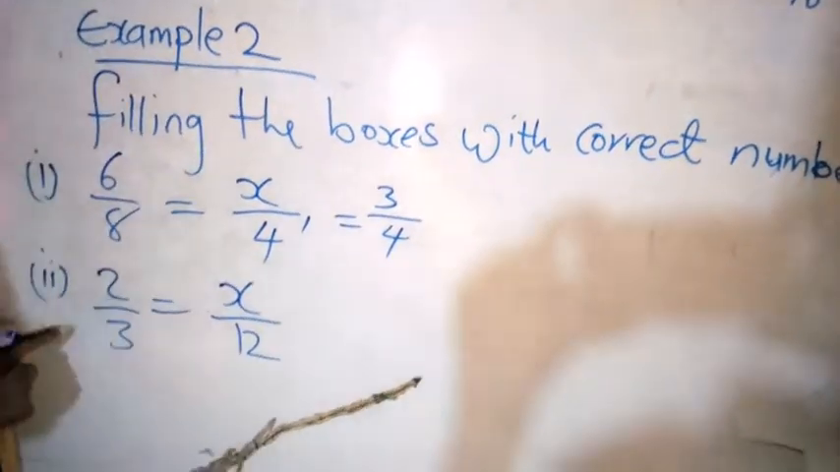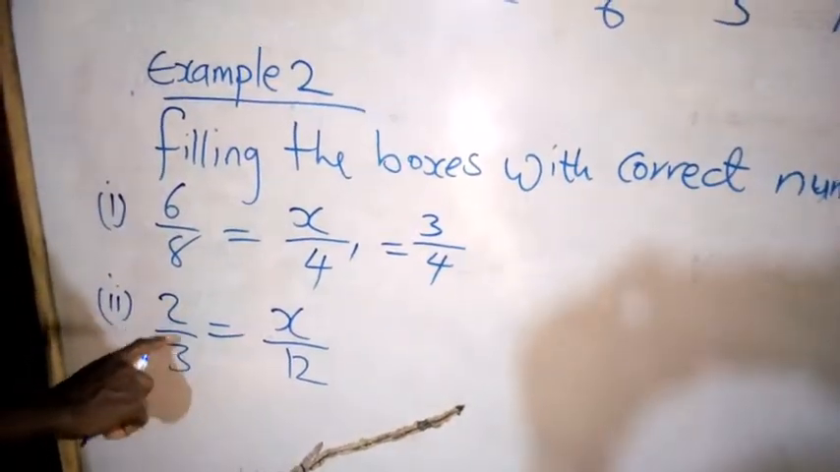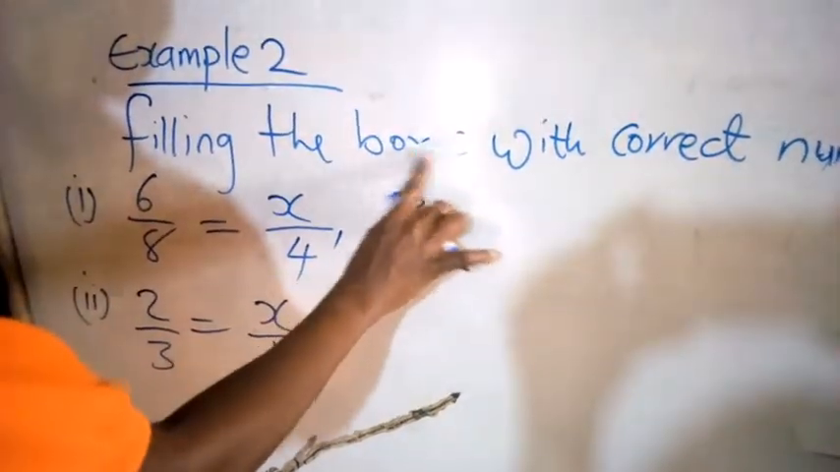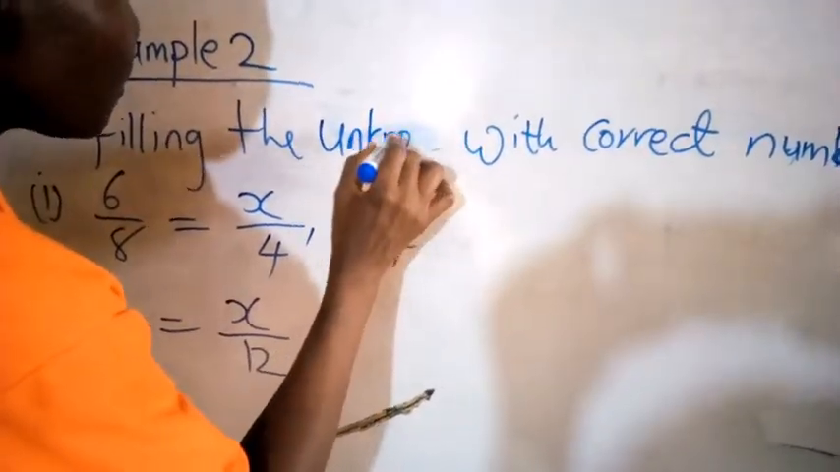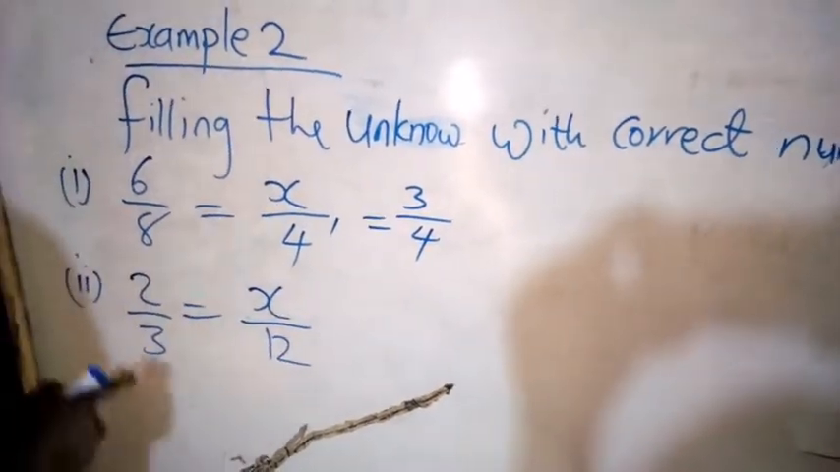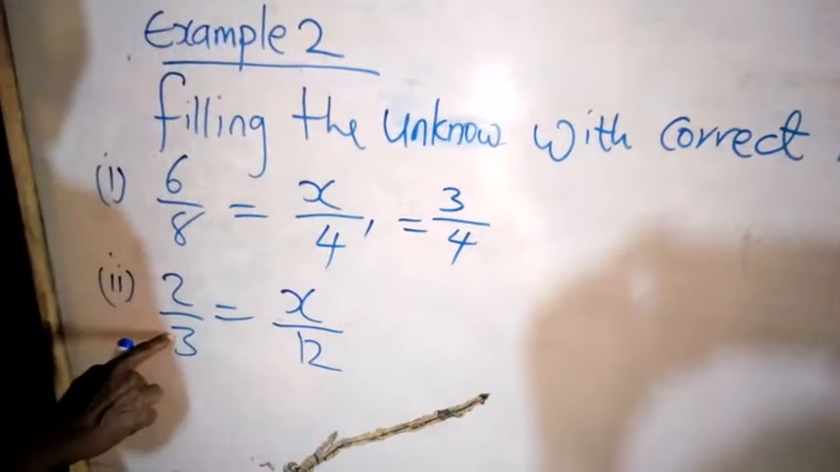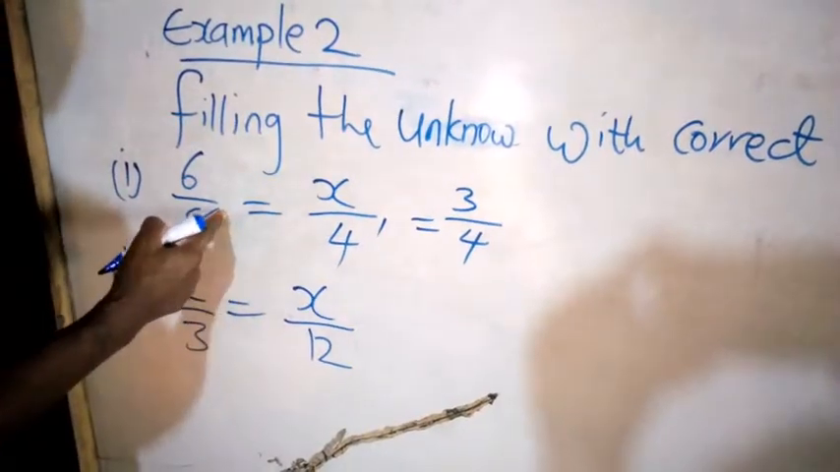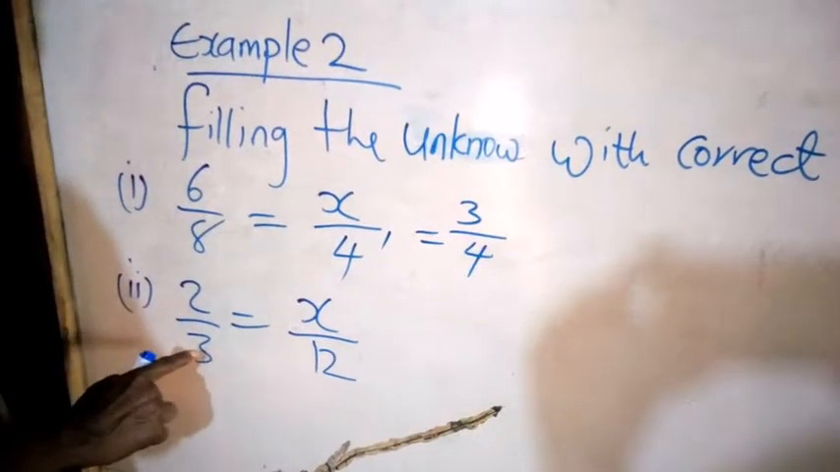Now, coming to example 2, we have to fill in the unknown letter with the correct number. Now, looking at this fraction, we will discover that the denominator of this is smaller than the denominator of this. In this case, unlike here where we use division, here we can't use division. It is multiplication that will be applied here.